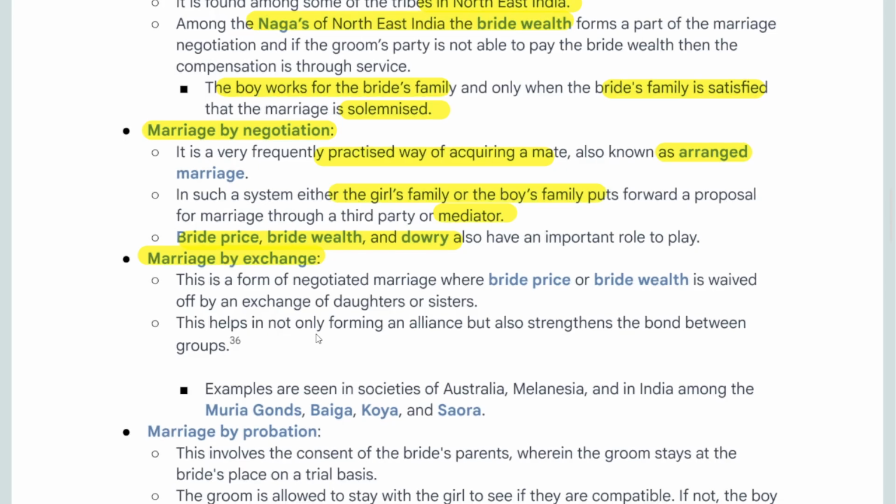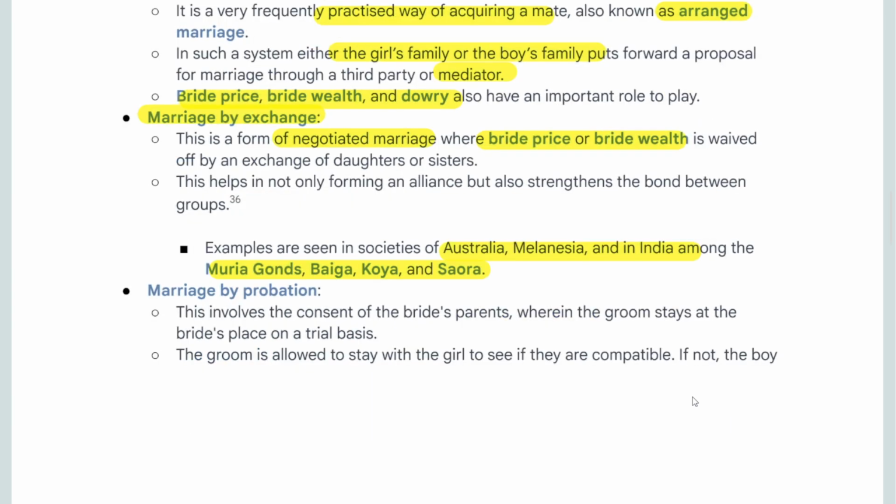Found everywhere, from the Yaturi in Congo to Hindu India, though maybe less rigid now. Okay, that one feels more familiar. Then marriage by exchange sometimes goes with negotiation. Basically, if you have a sister or daughter to give back, the bride price might be waived. A direct swap. Exactly. Creates very strong direct alliances, seen in parts of Australia, Melanesia, and among Indian tribes like the Miriagans.